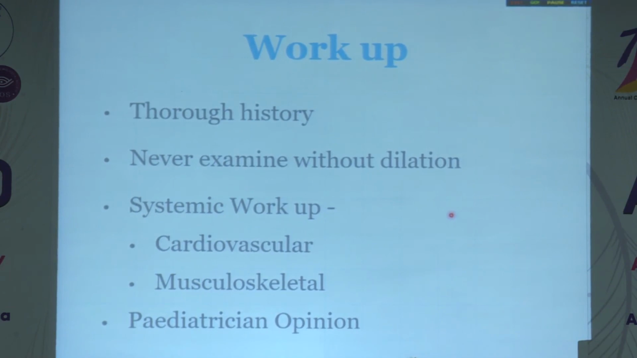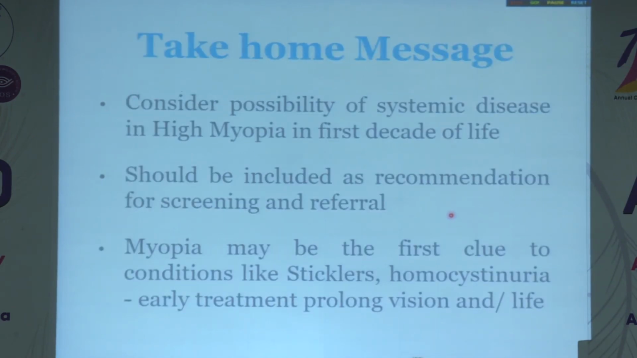So take home messages: consider the possibility of systemic disease in high myopia presenting in the first decade of life. We should always include high myopia as a recommendation for screening and referral to a pediatrician, because even myopia may be the first clue in conditions like Stickler's and Homocystinuria, which if diagnosed early and treated prolongs vision and life for the child. Thank you so much.